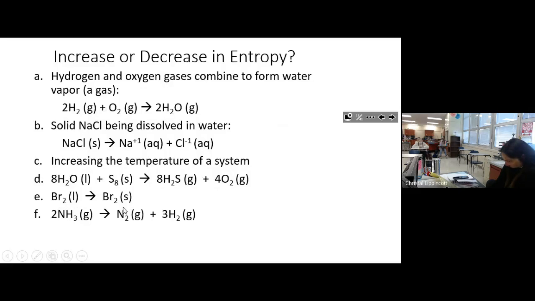Here, we've only got one thing changing, but decrease. Very good. And here, increase in entropy. Good. Makes sense? Easy way to see it?